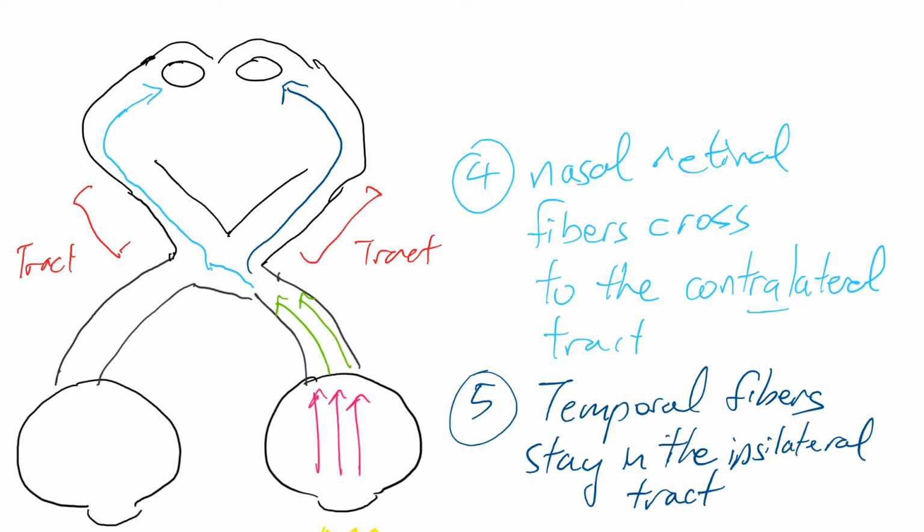Now, the nasal retinal fibers cross to the contralateral or opposite side optic tract. And the optic tract is just a part of the visual system in the brain. The way I think about it is that it's a continuation of the optic nerve that relays information from the optic chiasm where we just were. And you can think about it just as a continuation of a highway of information. The temporal retinal fibers stay in the ipsilateral or same side optic tract.